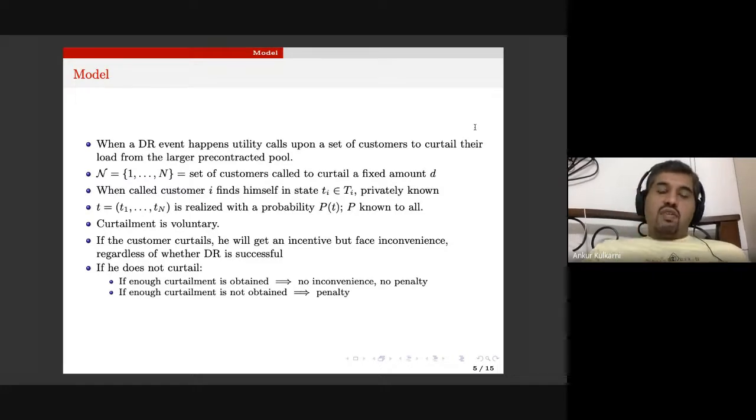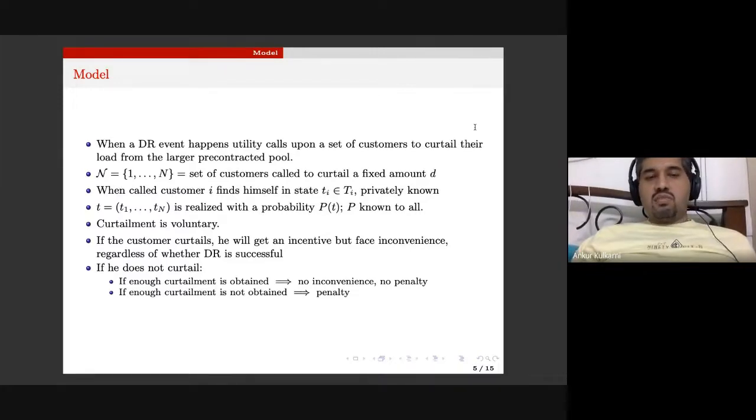Okay, so if he curtails, no problem. He faces an inconvenience, but is guaranteed electricity supply and is also given an incentive. But if he does not curtail, then there are two possibilities. If enough other people curtail, then no problem, he gets away. But if enough other people do not curtail, then he is going to be penalized. So in other words, all those who did not curtail get penalized if enough curtailment is not obtained. All right, so this is the model.